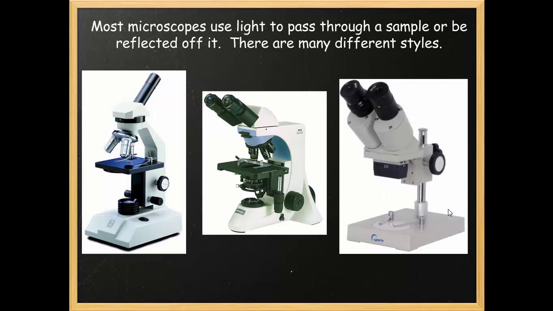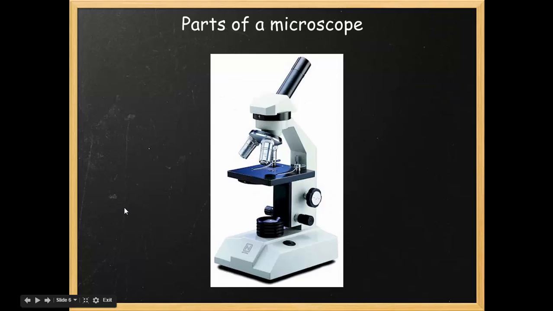Most microscopes use light to pass through a sample or to be reflected off of it, and there are many different styles. And this is the one that we use in class, and the light shines from right here. So let's talk about the parts of the microscope.